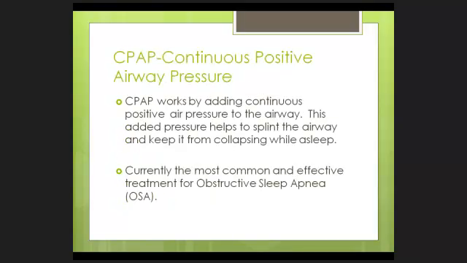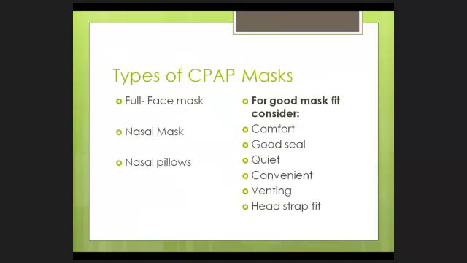Continuous positive airway pressure, or CPAP, works by adding pressure to the airway. The added pressure helps to splint the airway open to keep it from collapsing while asleep. CPAP is currently recognized by the American Academy of Sleep Medicine as the most common and effective treatment for obstructive sleep apnea. There are several types of CPAP masks.